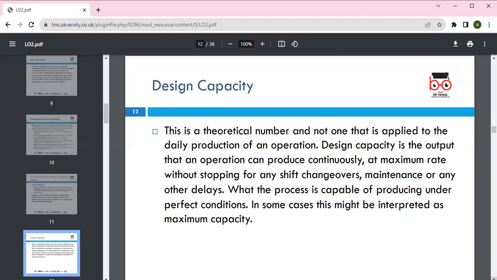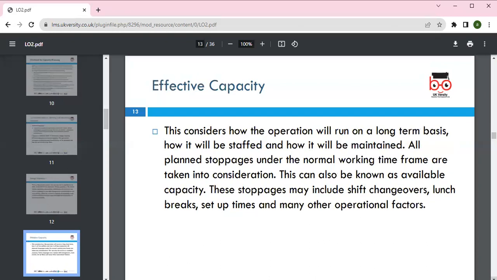Okay, design capacity. This is the theoretical number and not one that is applied to daily production of an operation. Design capacity is the output that an operation can produce continuously at maximum rate without stopping, shift change, maintenance, or any other delay. So what is the process capable of producing under perfect conditions? Then we look around non-perfect conditions with some variations. So in some cases it might be impacted from the maximum.